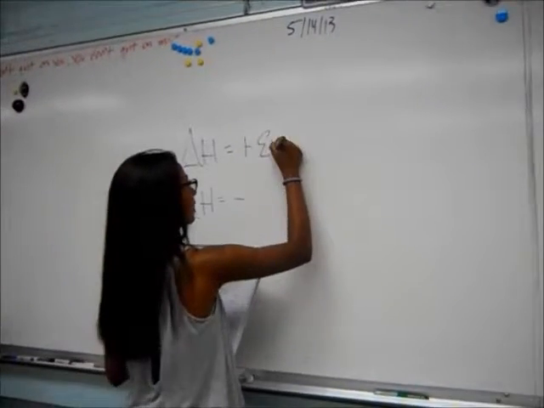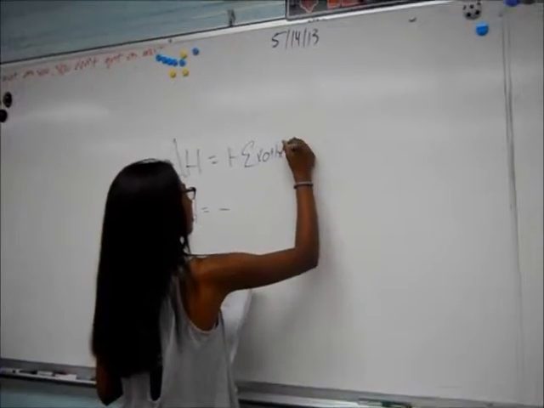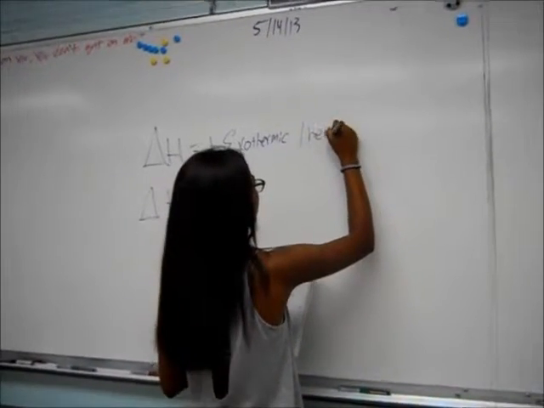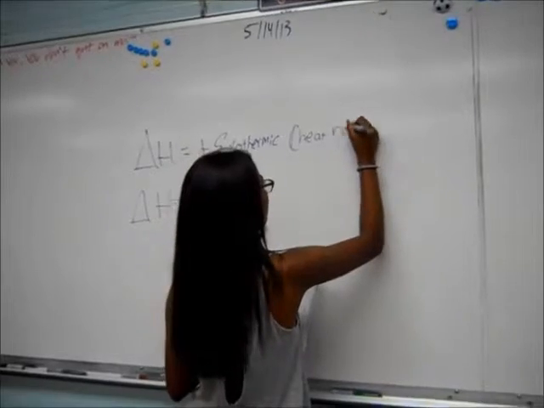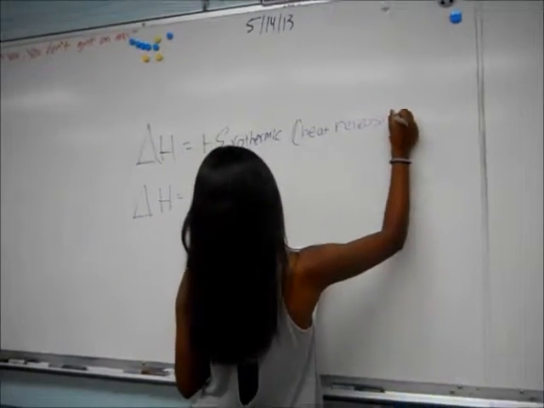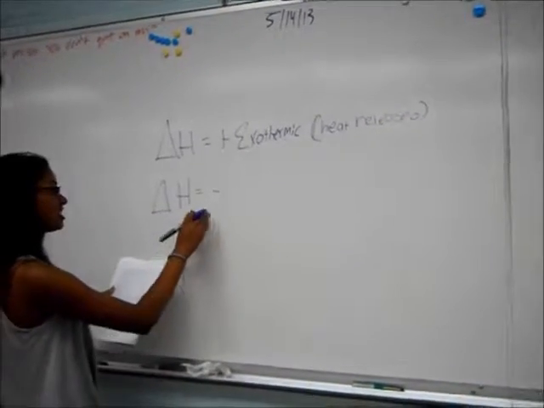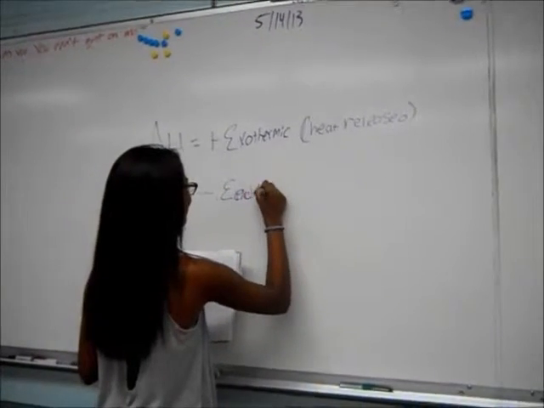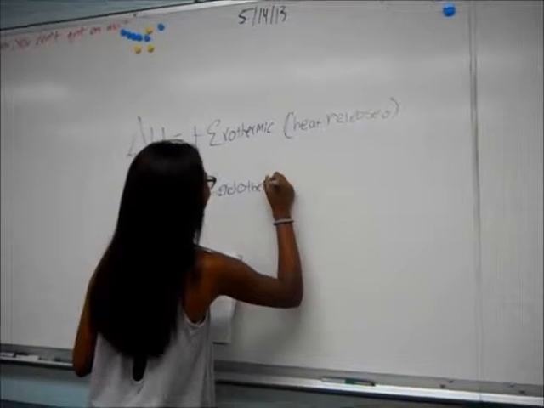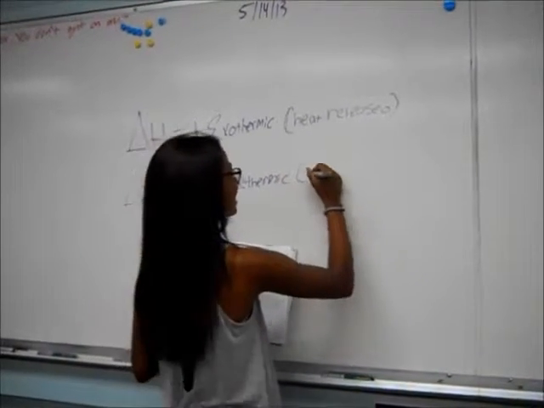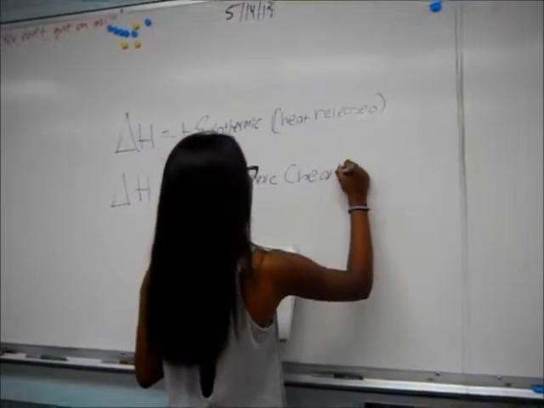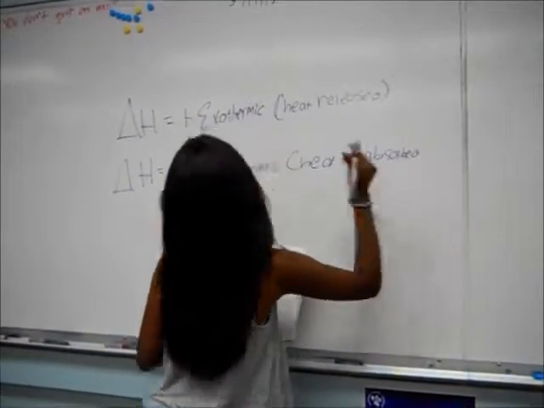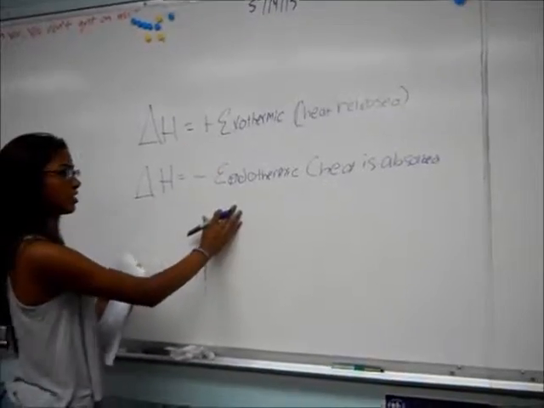Positive is exothermic, which means the heat is being released. Delta H negative is endothermic, which means the heat is absorbed. This makes it cooler, this makes it warmer.